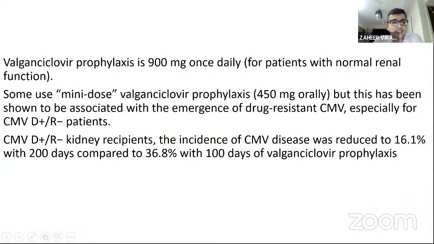So valganciclovir prophylaxis is 900 milligrams once daily for patients with normal renal function. Some centers are using 450 milligrams. This is known as the mini dose, but this has been associated with drug resistance with CMV, especially in the cases where the recipients were negative. Also, there were studies which have shown that in the long term, if you use the prophylaxis for 200 days, the chance of getting an infection is much lower than when you use it only for 100 days. The risk is lowered by almost 2 times.